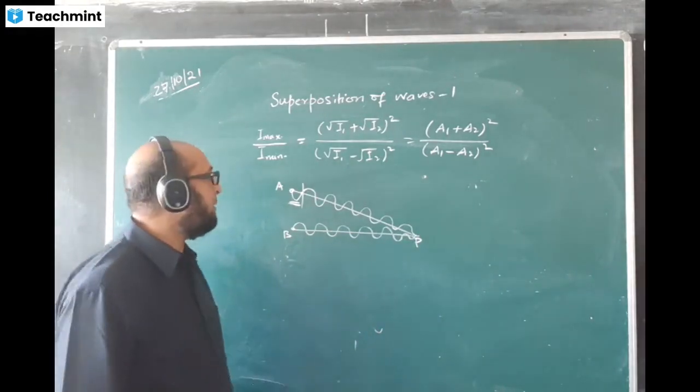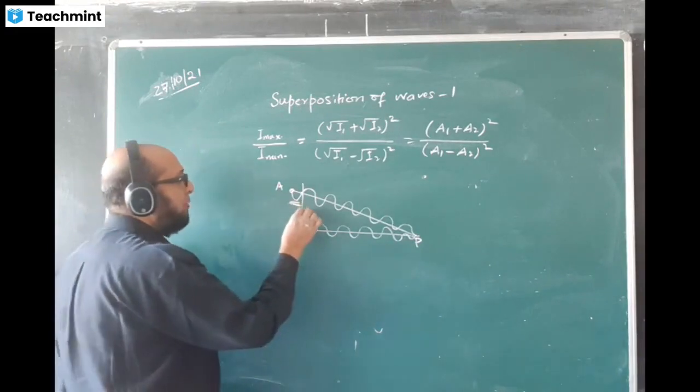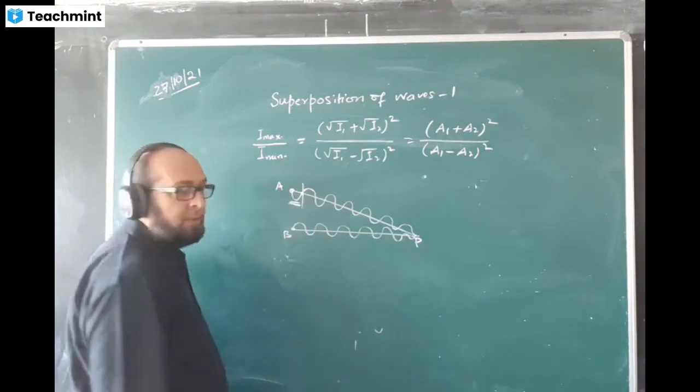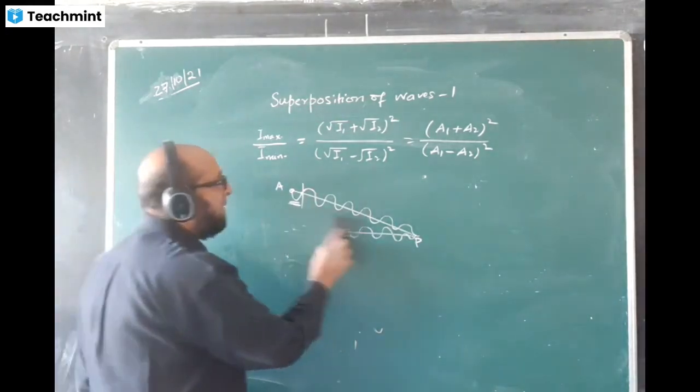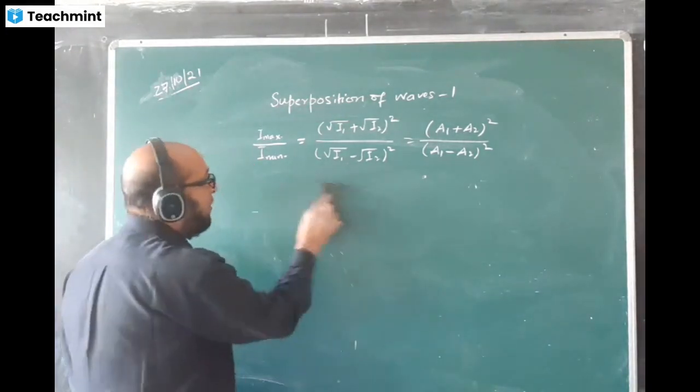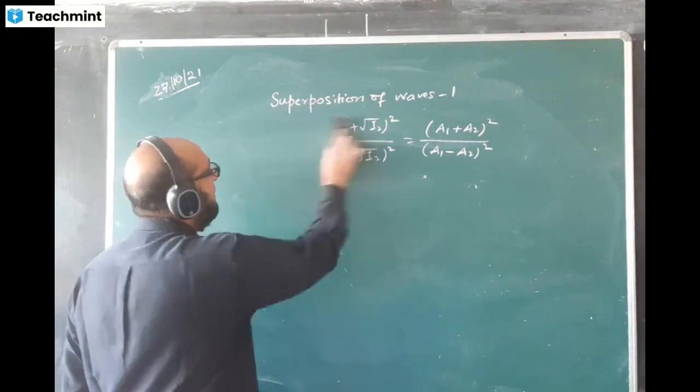Understood? It all depends upon the value of here. But from here onwards, the values are changed. So it all depends upon the angle, the phase angle between them. But the phase angle has to be constant. Then only we will see interference.